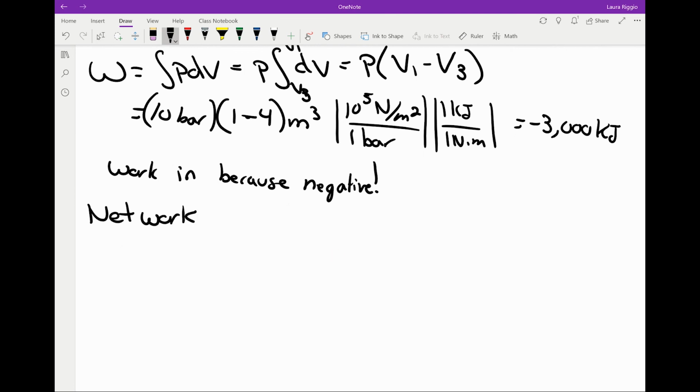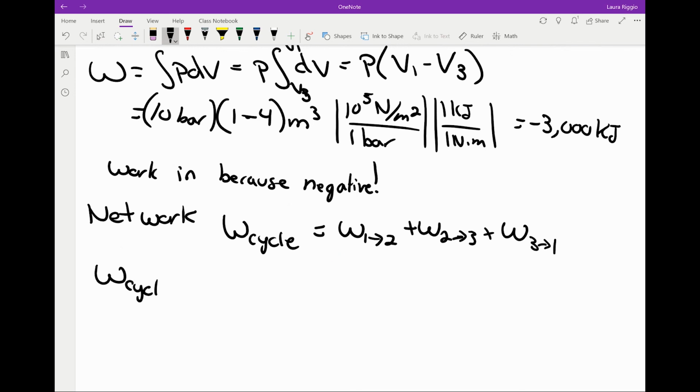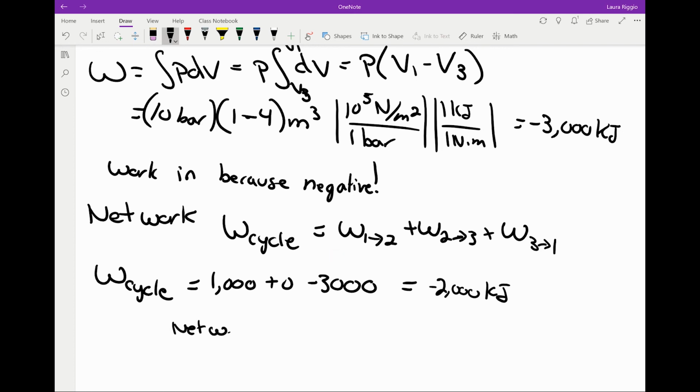Our net work, so W cycle is equal to work 1 to 2 plus the work 2 to 3 plus the work from 3 to 1. So it's 1,000 plus 0 minus 3,000, which equals minus 2,000 kilojoules. So the net work is into the system.